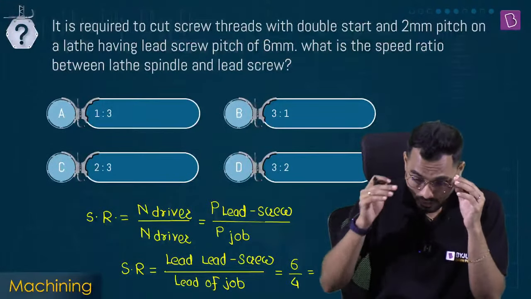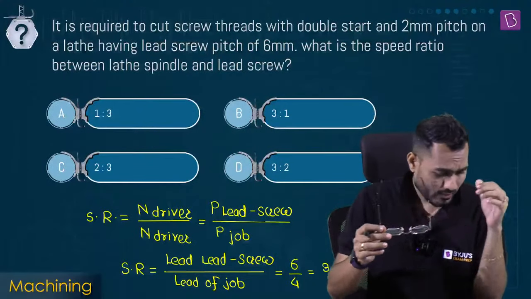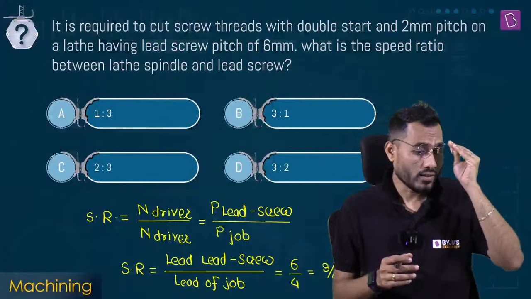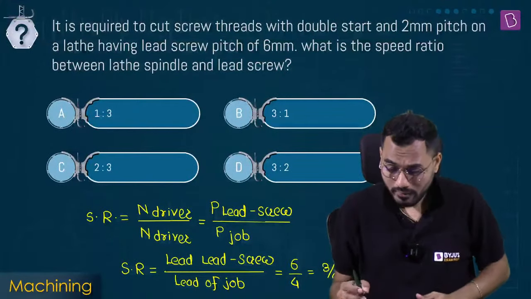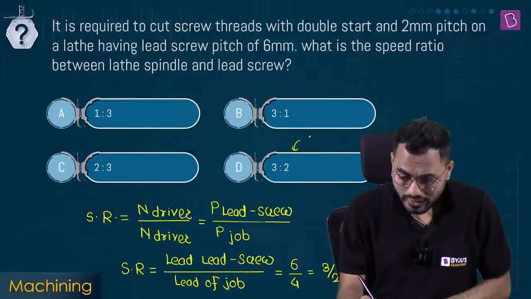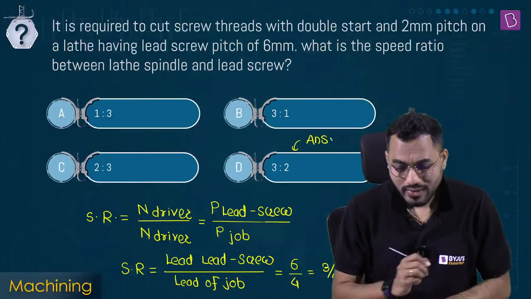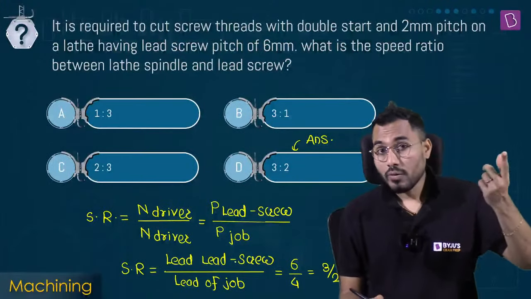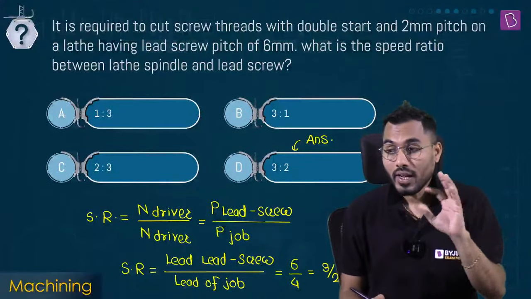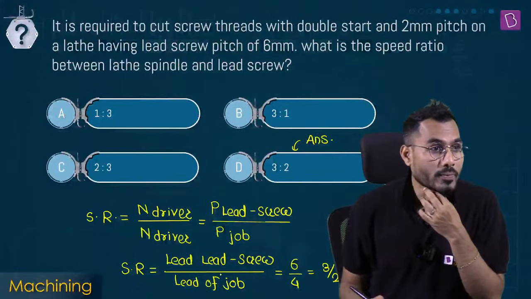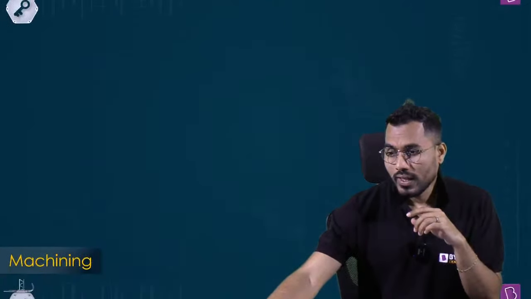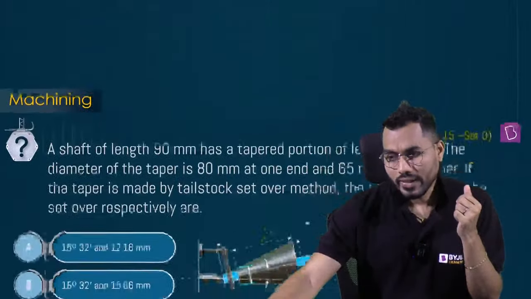What is the answer, Kiran Kumar? 3 by 2 is coming here. How is it B? B is not coming. It is asked, speed ratio is asked. What is the speed ratio? That is the lead of the lead screw divided by the lead of the job. There are a number of formulas that you have to tackle in that particular point. 3 by 2 is the answer. Okay, fine, so not only that, 3 by 2, option D is the correct one.